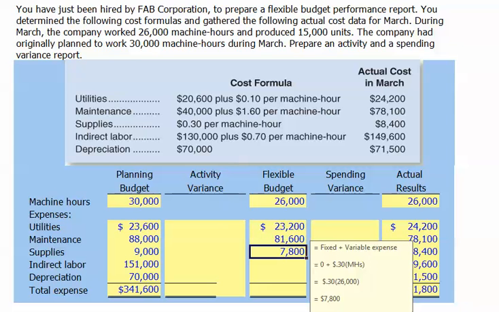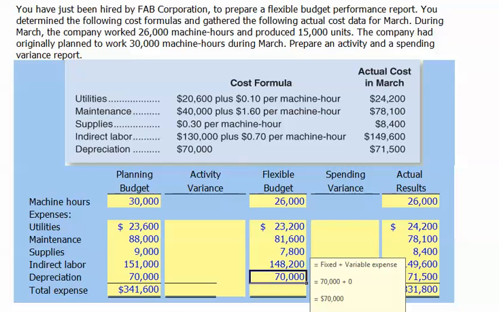Our supply expense is purely variable. 30 cents per machine hour times 26,000 machine hours gives us $7,800. Our indirect labor cost is $130,000 in fixed indirect labor cost and 70 cents per machine hour for a total of $148,200. And our flexible budget amount for depreciation expense is the same as our planning or original budget, which was $70,000. It was purely fixed. Our total flexible budget expenses then are $330,800.